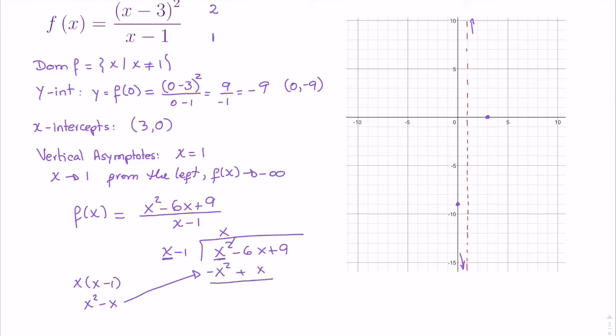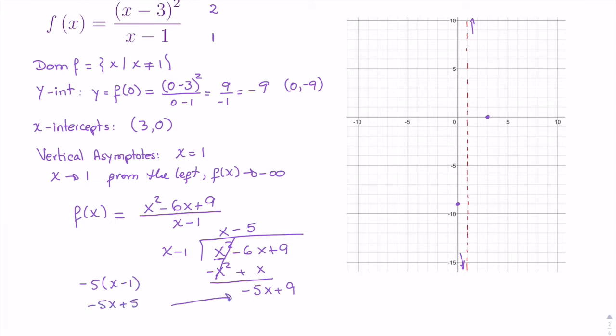Now we add. This, of course, cancels out. We get negative 5x. Lower the 9 and do the same procedure. Divide negative 5x by x. We get negative 5, that is the second term of the quotient. Multiply negative 5 times x minus 1, which is negative 5x plus 5, and subtract, change signs. That's 5x minus 5, residue is 4. Now the slanted asymptote is right here. The slanted asymptote is y equals x minus 5, and we record that.